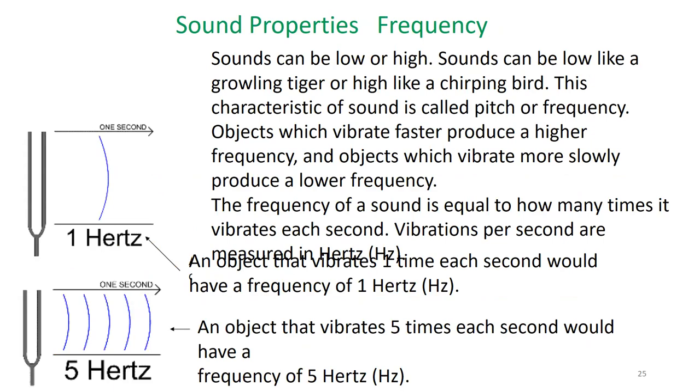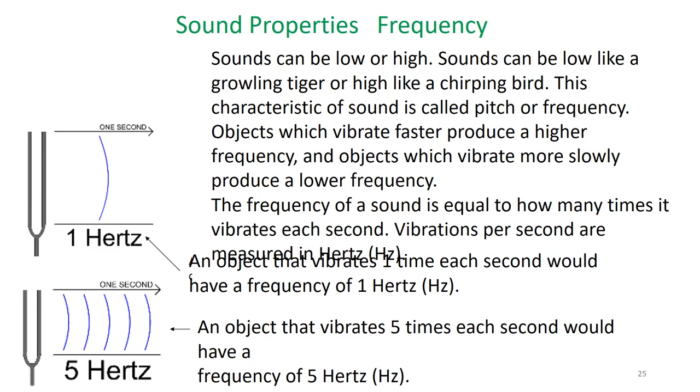Sound can be low or high, like a growling tiger or a chirping bird. This characteristic of sound is called pitch or frequency. Objects which vibrate faster produce a higher frequency. The other objects which vibrate more slowly produce a lower frequency. The frequency of sound is equal to how many times it vibrates in each second. Vibrations per second are measured in hertz.